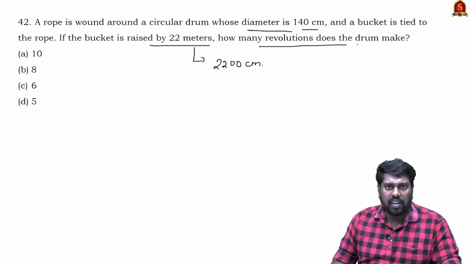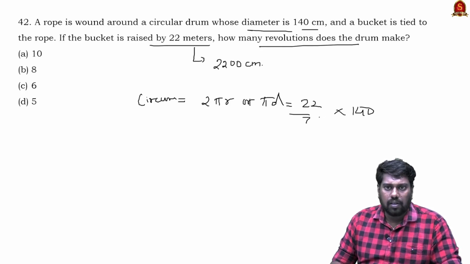How many revolutions does the drum make? Revolution, with respect to a circle, is nothing but the circumference. So first we have to find out the circumference. They have given the d value. What is the formula for circumference? Either 2 pi r or pi d. So pi d means 22 by 7 into 140. The 7 and 140 get cancelled, so it will be 22 into 20, which is 440.